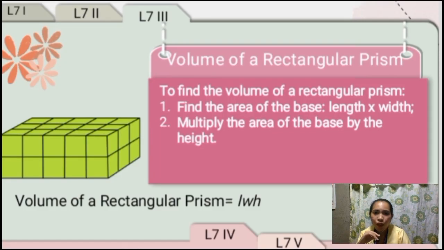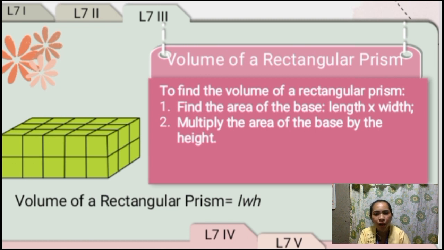Now, to find the volume of a rectangular prism, we need to find the area of the base, which is length times width, and then multiply the area of the base by the height. So, for any prisms, we can use the formula of volume is equal to base times height. But since we are specifically working with the rectangular prisms, we know that our base will be a rectangle.